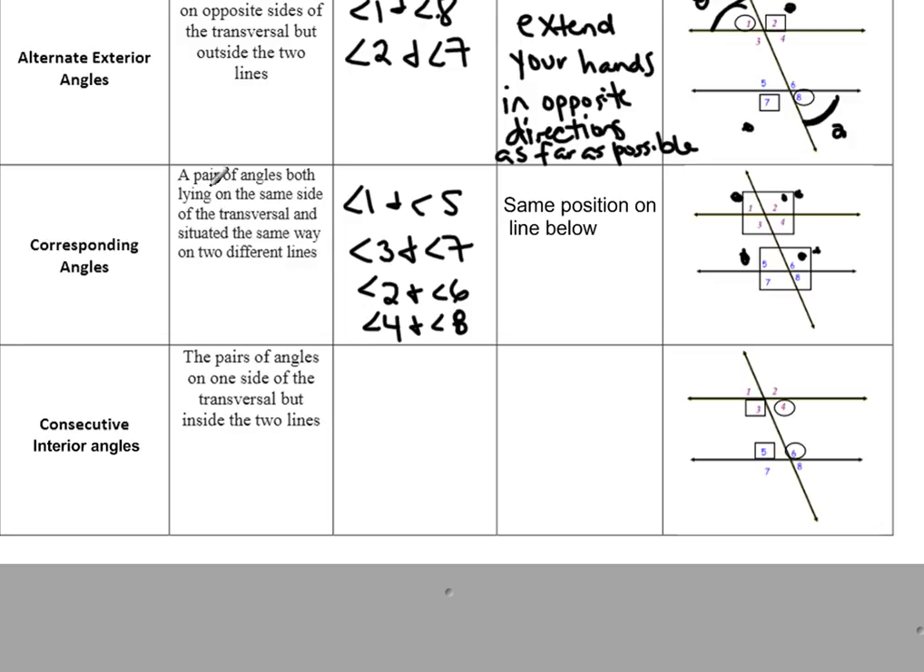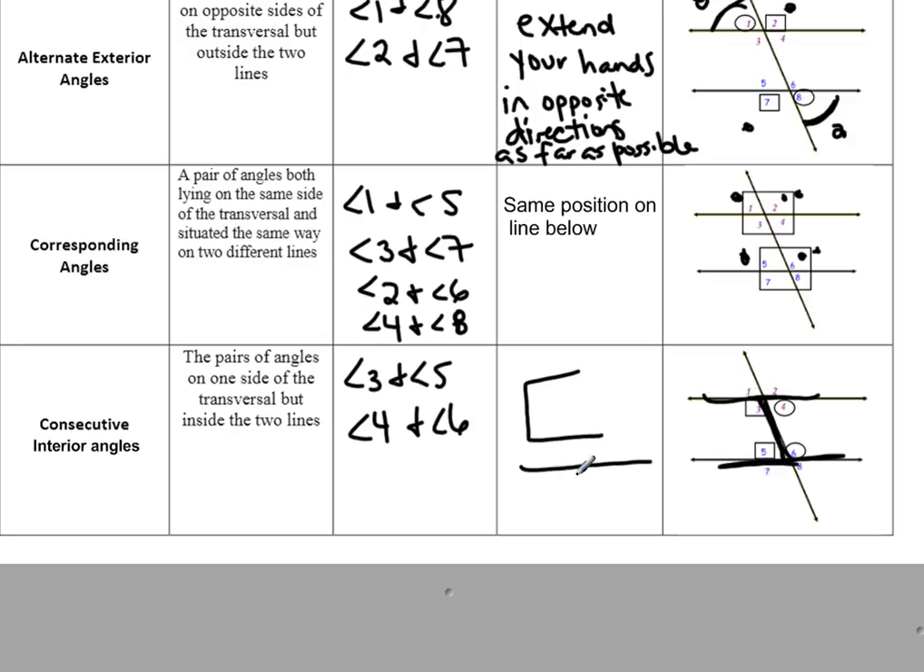Okay, consecutive interior angles are going to be the pair of angles on one side of the transversal inside the two lines. And you know the word consecutive, it just means one right after the other. So same side of the transversal inside these two lines. So angle 3 and angle 5 are consecutive interior.